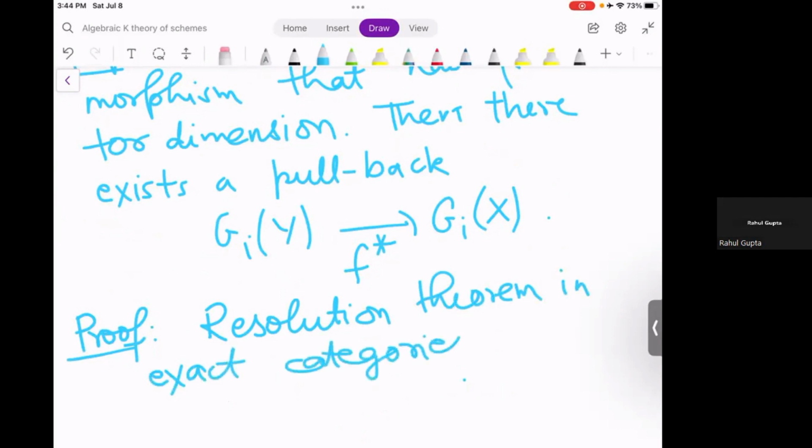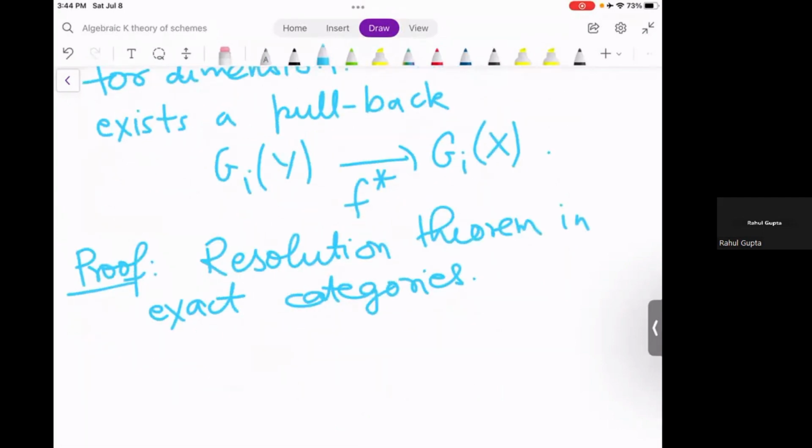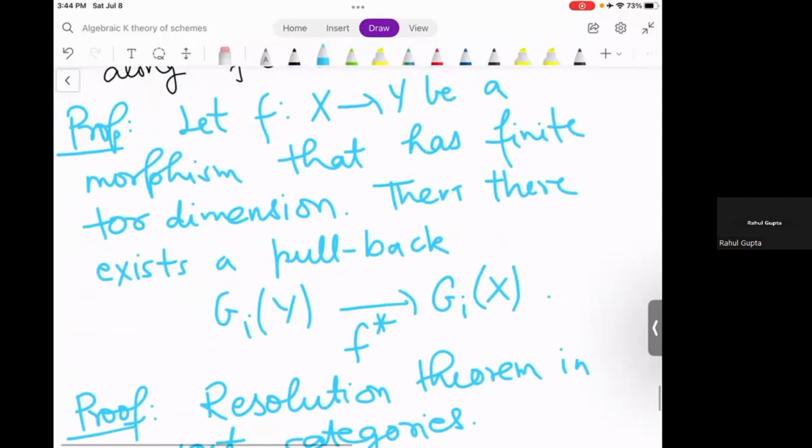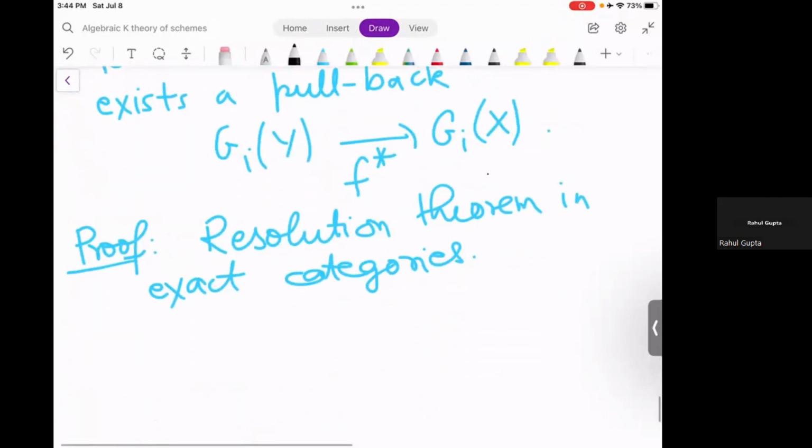So if time comes, I will describe this. But it's a very good use of this resolution theorem and how we basically work. So let me just discuss a bit maybe, and then I will move on. So what is happening? The point is, okay, my morphism is not flat, right? So this F is not flat.